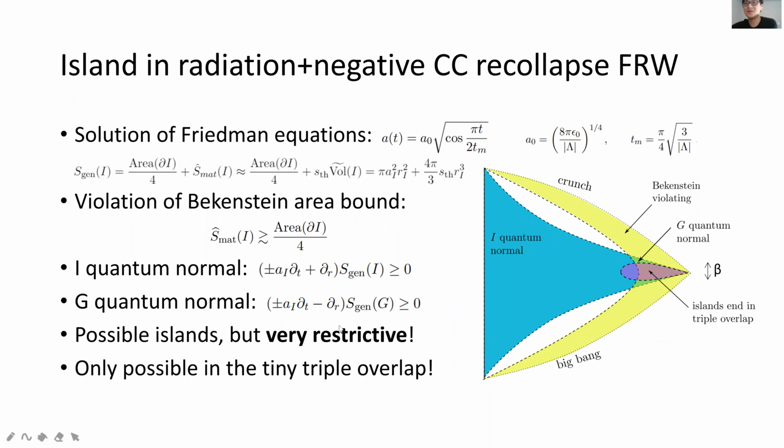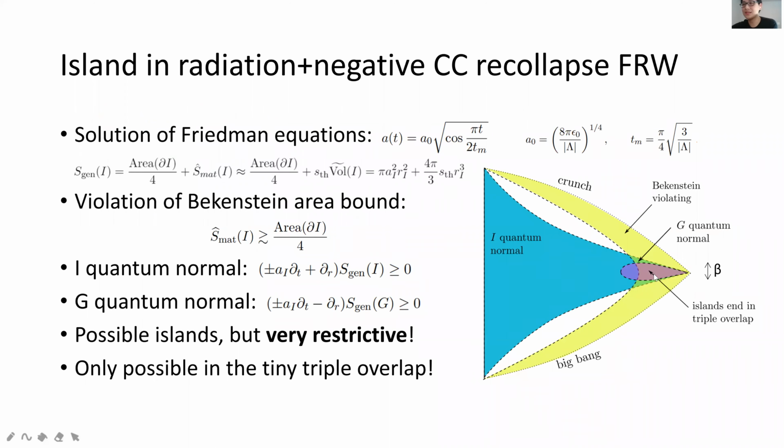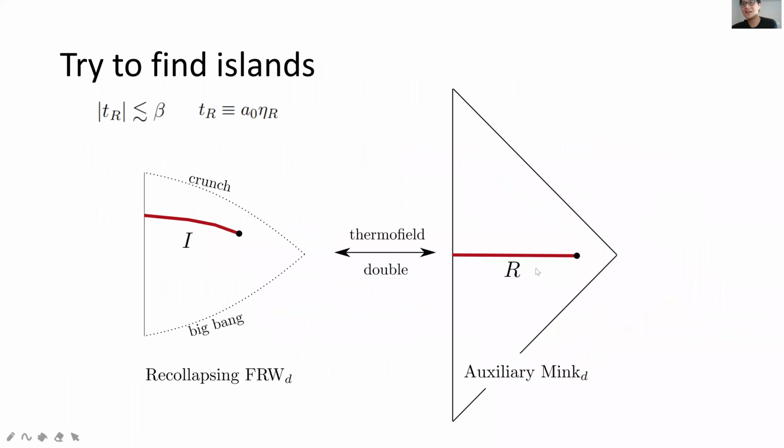And I should say, it's really, really very restrictive. We sort of drew this diagram exaggerated a little bit, but the scale of this triple overlap is just the thermal scale beta, much smaller than the region we are going to consider. So good. Okay, now our logic is, I told you that in this region, it's possible that these points can be islands for something else. Are they really islands of something else? So let's try to really find islands.